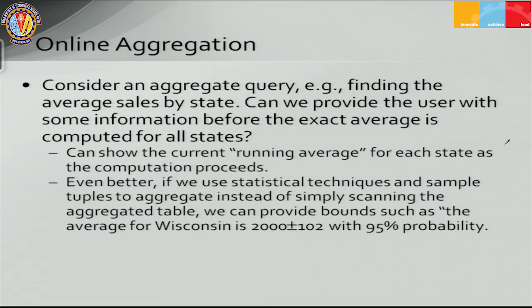We can show the current running average for each state as the computation proceeds, or better, if we use statistical techniques and sample tuples to aggregate instead of simply scanning the aggregated table, we can provide bounds such as the average for a particular state is 2000 plus minus 102 with 95% probability or confidence. So this is basically interval estimation, right? So these are the options that we are talking about.